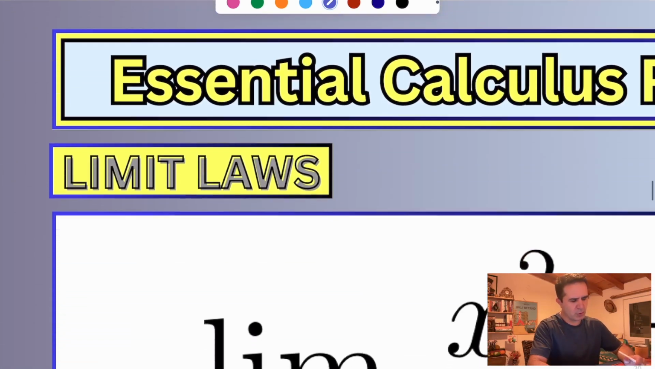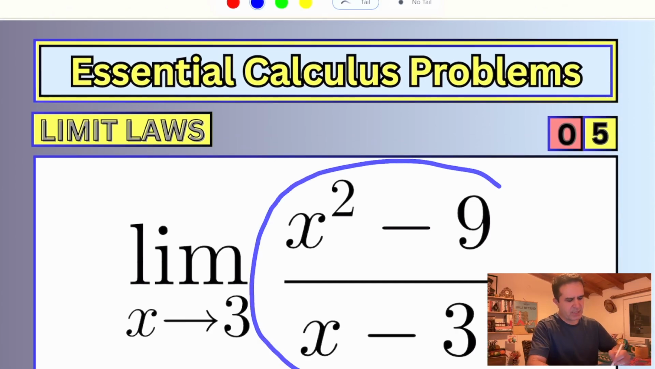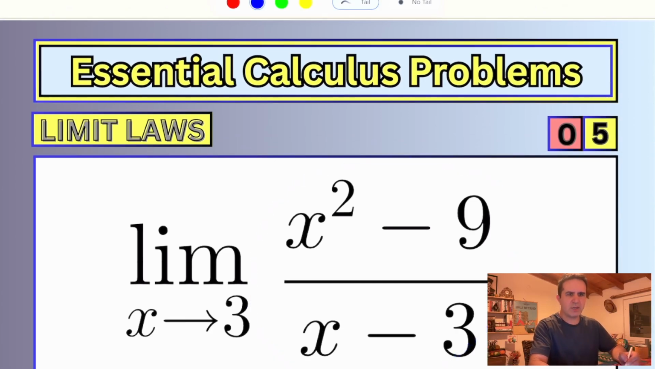Okay, in the next video we will solve this problem: the limit of the function (x squared minus 9) divided by (x minus 3) as x approaches 3. See you.